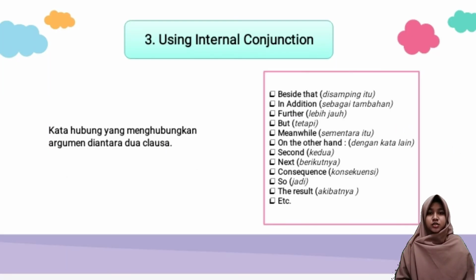The next is using internal conjunction. Internal conjunction is a conjunction that connects two clauses, such as besides that, further, in addition, but, meanwhile, on the other hand, firstly, secondly, next, consequence, so, and others.